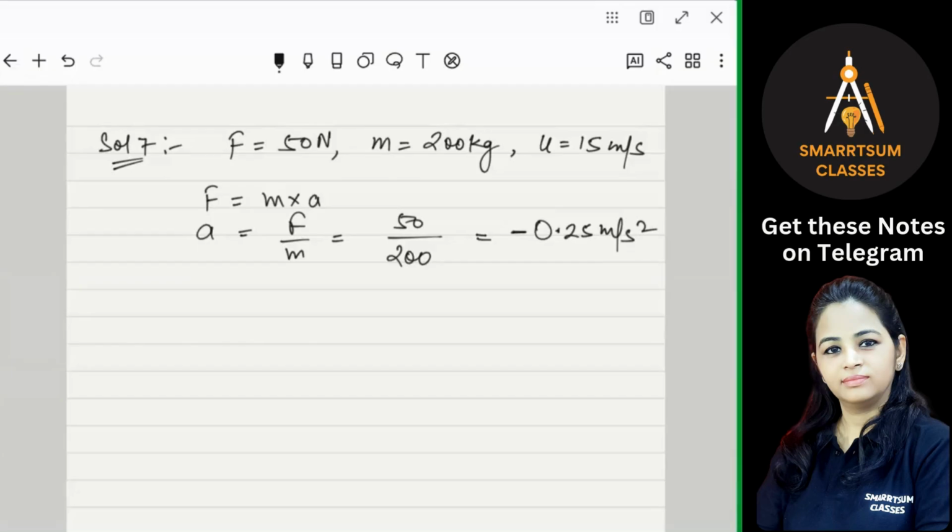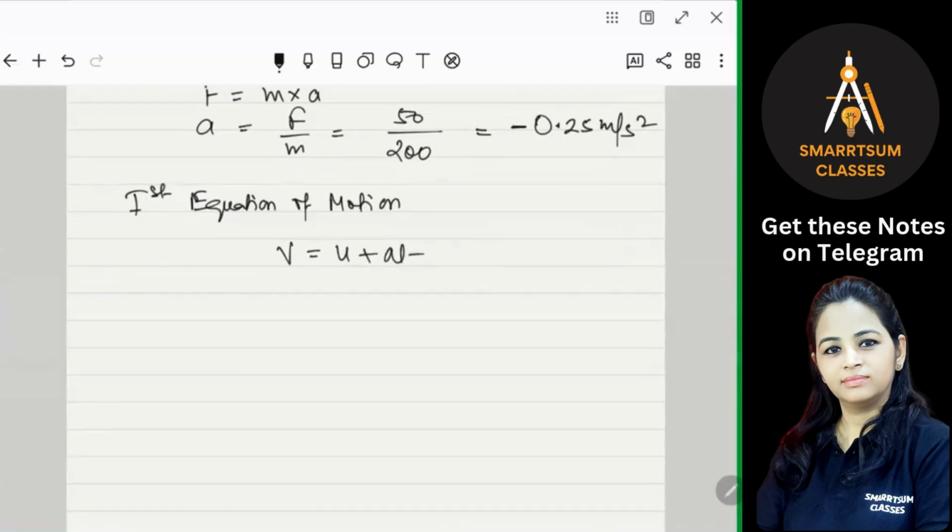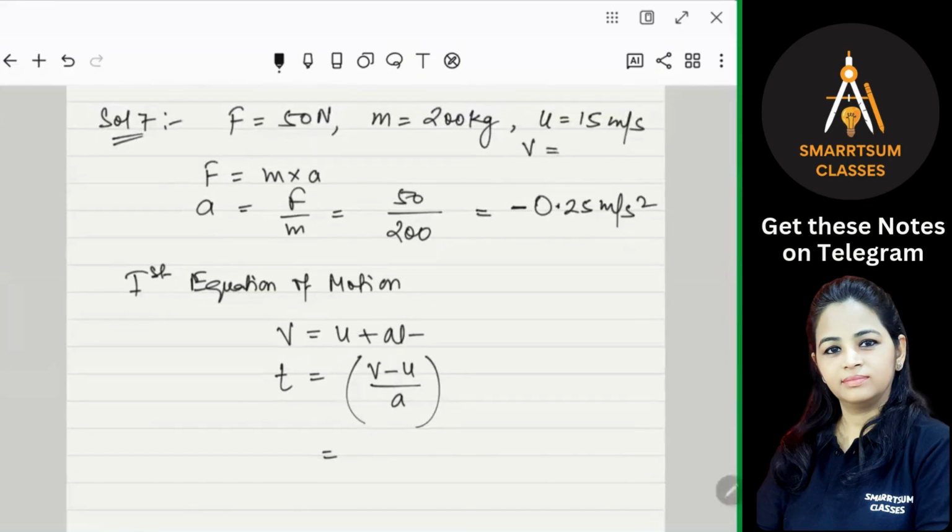Now, from the first equation of motion, we know that V is equal to U plus AT, or from here you can say that T is equal to V minus U upon A. Yes or no? Because we have to find the time here, right? The initial velocity we already know. Acceleration we have already found. So what is the final velocity? Because it is coming to rest, it stops after some time, so the final velocity will be 0.